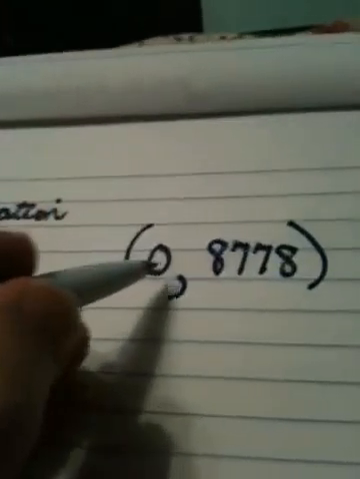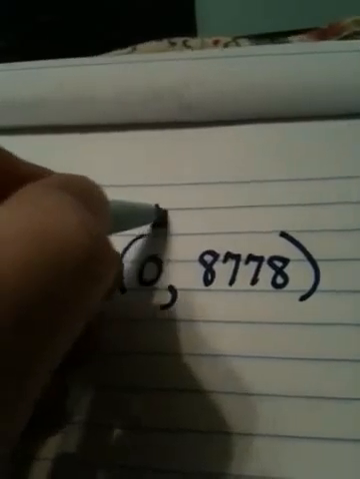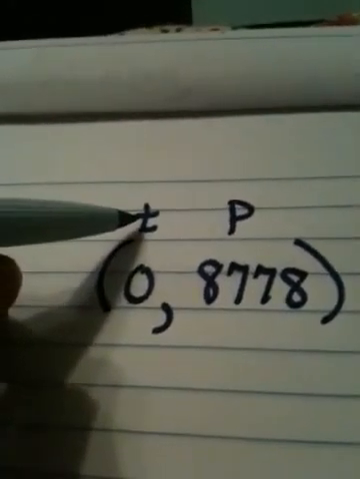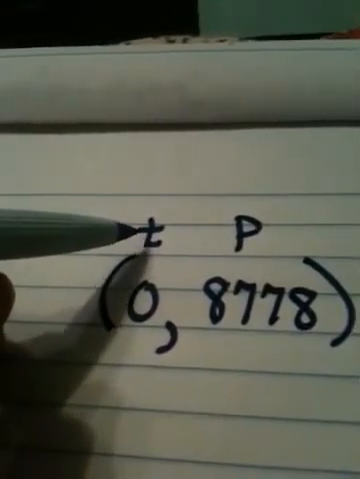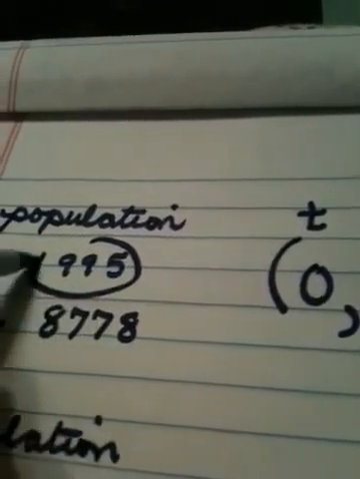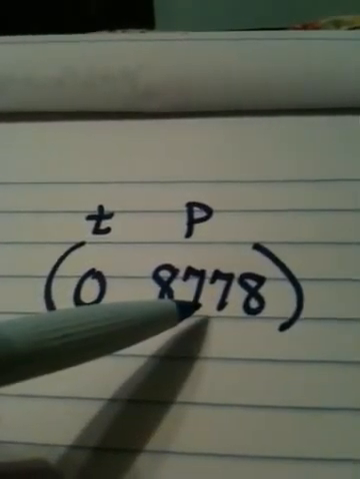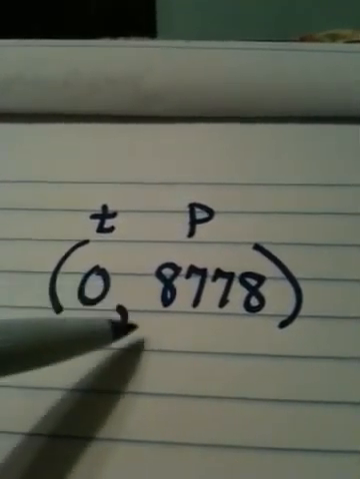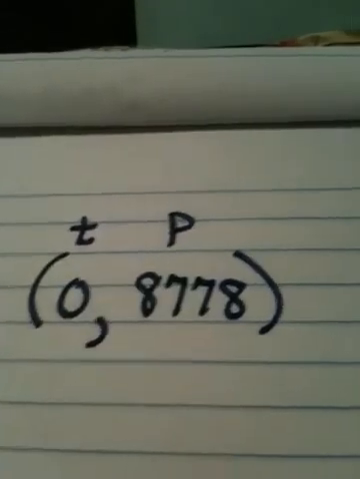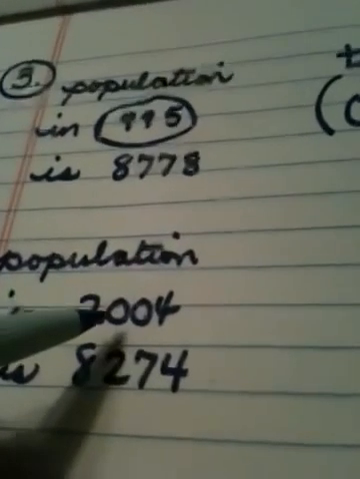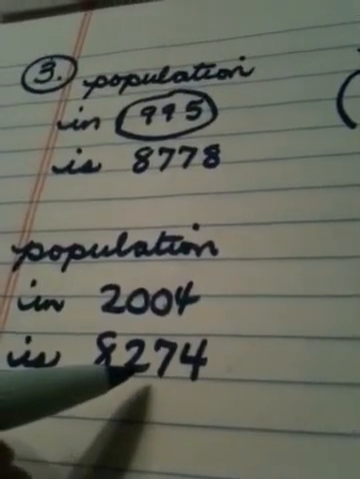Remember, T is what goes in and P is what comes out. What is T? T is the time, the number of years since 1995. Well, in 1995, T would be 0. Population comes out. So we already have the ordered pair (0, 8778).